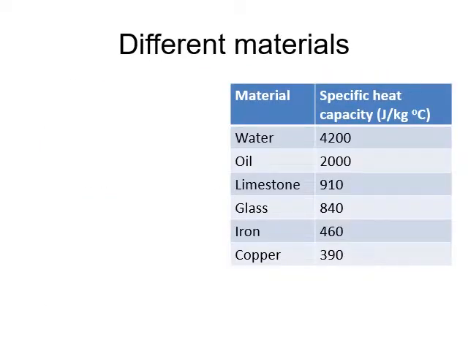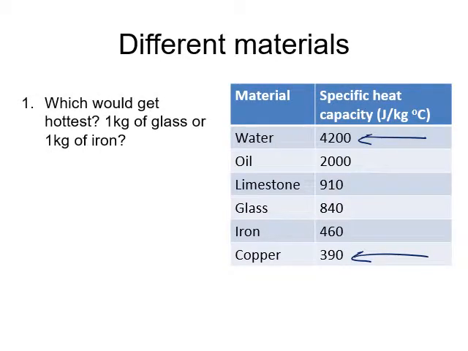Okay, so different materials have different specific heat capacities. Water has a very high specific heat capacity of 4,200 joules per kilogram degrees Celsius, which means it takes 4,200 joules to increase a kilogram of water by 1 degree Celsius. Whereas copper has a low specific heat capacity, which means it doesn't take as much energy, 390 joules, to increase a kilogram of copper by 1 degree Celsius.